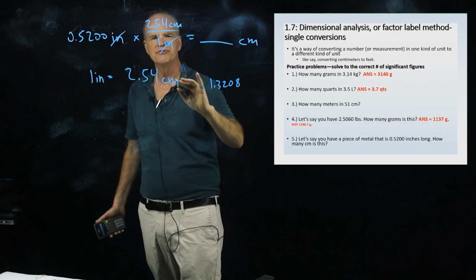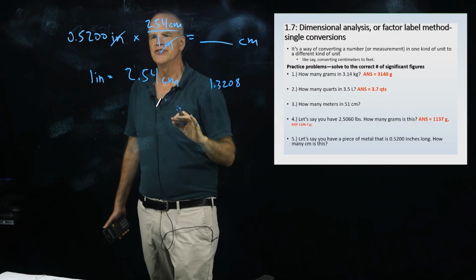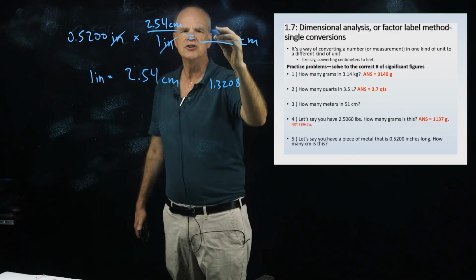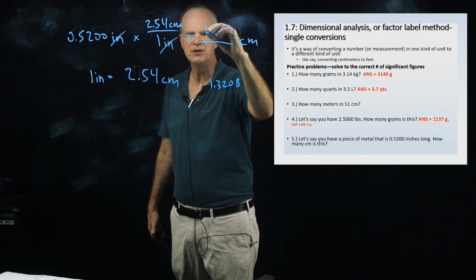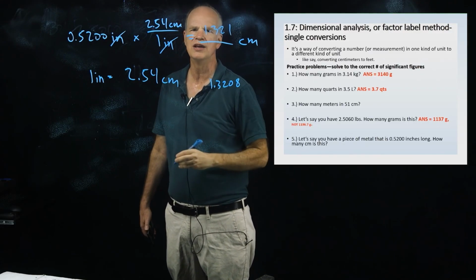So really, we have 4 significant figures here, and 2.54 in this equality has an infinite number of significant figures. Other equalities are going to be different. And 1 has infinite significant figures. So the answer should be in 4 significant figures. The answer should be 1.321 centimeters.